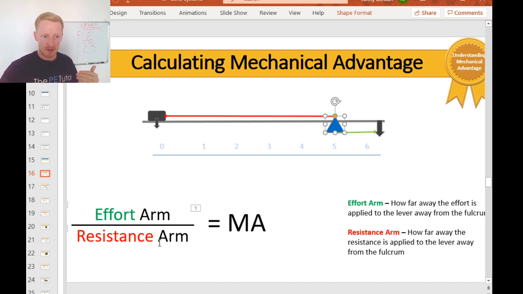Effort arm divided by resistance arm. So if we were to do 1 divided by 5, it's 0.2. So it's nowhere near 1. Therefore, we're quite mechanically disadvantaged.